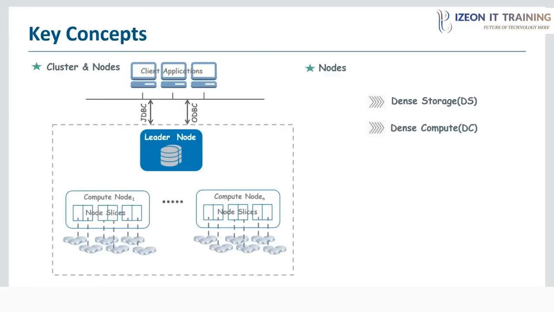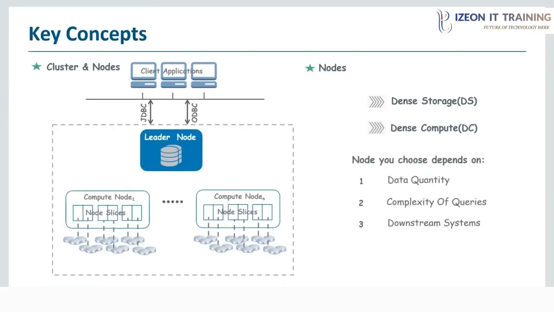But there are three things that you should keep in mind when choosing one among them. Firstly, you should be aware of the amount of data that you want to import into your Amazon Redshift, then the complexity of the queries that you run on your database, and the needs of downstream systems that depend on the results of these queries. So, keeping these three things in mind, you can choose either dense storage nodes or dense compute nodes. So guys, that was the architecture and its key concepts.